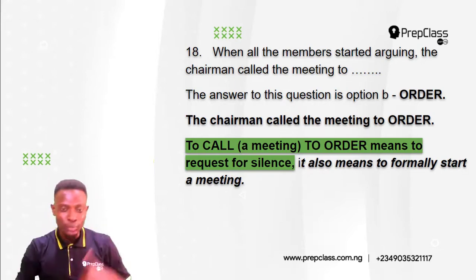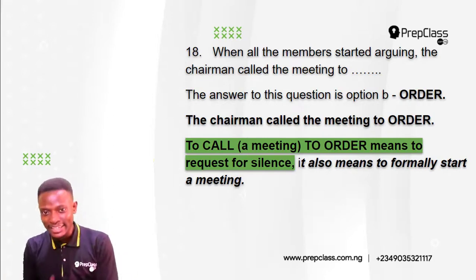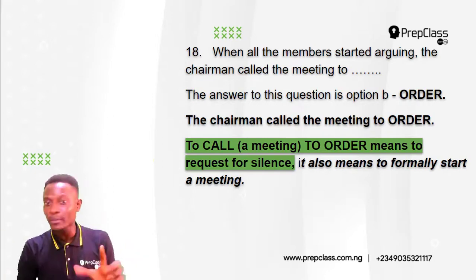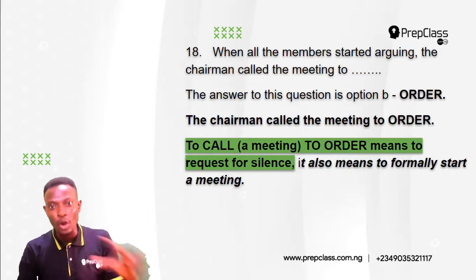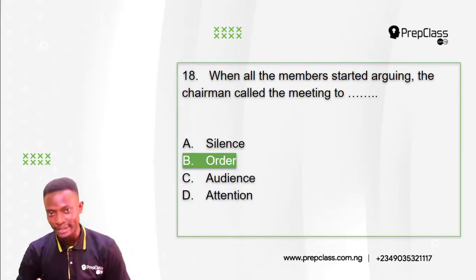They started arguing, there was noise. He called the meeting to order. Let's get back to why we are here. He requested for silence. It also means to formally start a meeting. So when all the members started arguing, the chairman called the meeting to order.